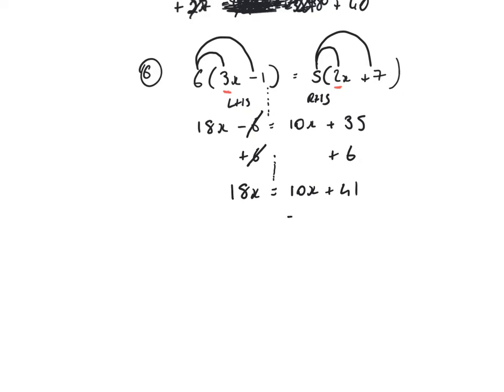Okay, letter terms to the left, number terms to the right. 18x is okay, but 10x is not. So I need to get rid of 10x on both sides. 18x take away 10x is 8x, and that's equal to 41. Bring the 8 down and divide, and that will be x equals 41 over 8. It won't simplify to a whole number. The fraction can't be simplified. Final answer.